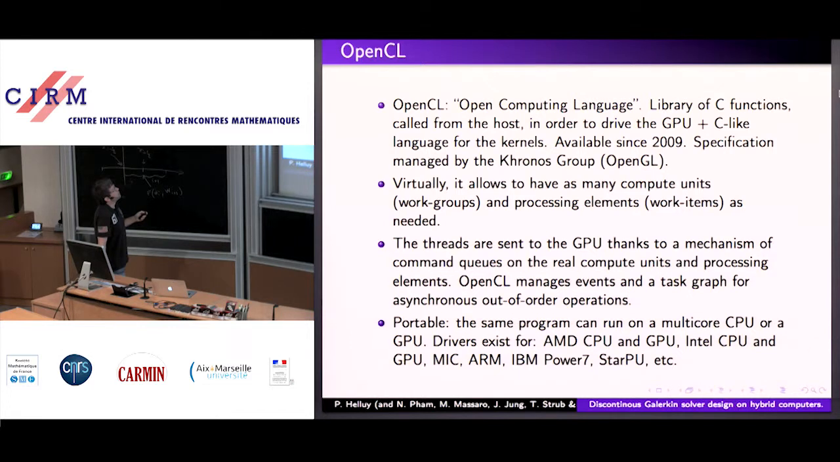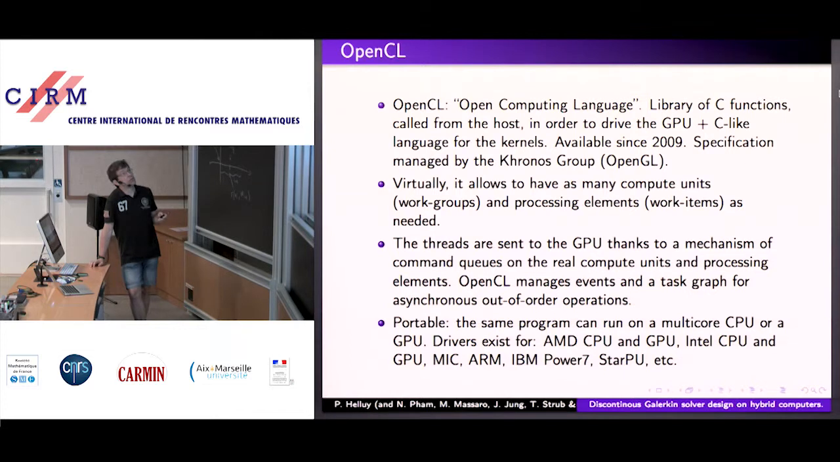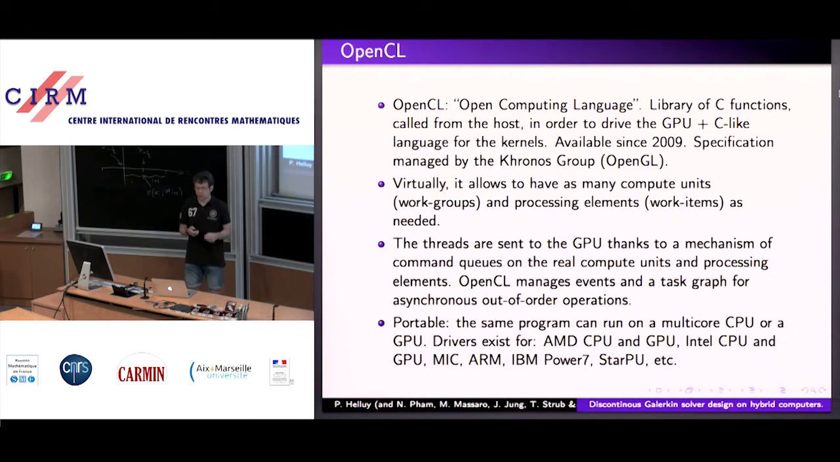So you have some abstraction for the hardware. With OpenCL, you can suppose that you have as many compute units as you need. They are called work groups. And the processing elements are called work items. When you write a kernel, the threads are sent to the GPU thanks to a mechanism of command queue. It is managed by the implementation of OpenCL, so you don't have to specify on which compute unit and which actual processor your kernel will run. Everything is managed by OpenCL.